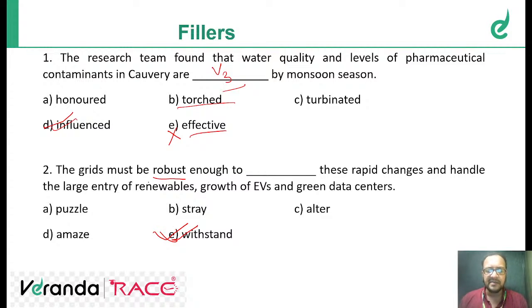So stray means, you have heard about stray dogs, right? Stray means going out of discipline, going out of the correct path. So that is stray. Amaze means to surprise someone, shock someone. Alter means to make changes. So here it should be withstand, because the grid must be robust enough to withstand these rapid changes and handle the large entry of renewables. Okay, this should be the correct answer.